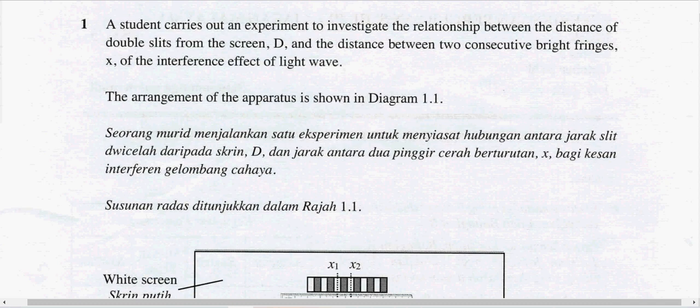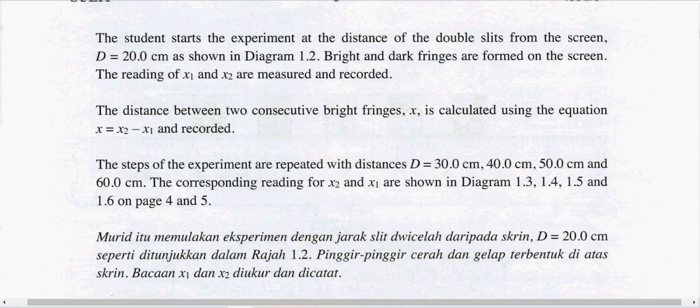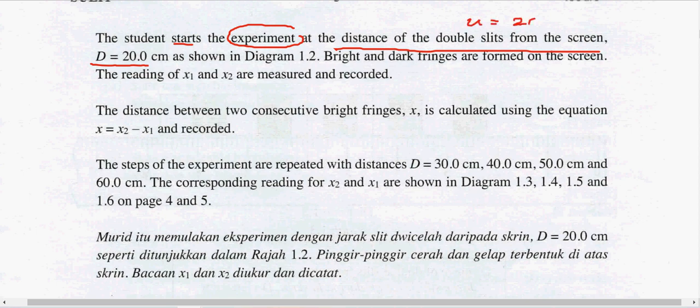You can see here, a student carries out an experiment. This is how you write the aim. To investigate the relationship between, you tuliskanlah di tengah apa dan apa. Then arrangement of apparatus. So this is macam procedure kan. Arrangement of the apparatus shown in the diagram. Okay, look at this. Students start the experiment at a distance of double slit from screen D berapa cm. Okay, so you can write the experiment is started using, contoh macam just now, object distance u equals 20 cm. Kan dapat markah 1. Look at question number 1 to help you to write the sentence.